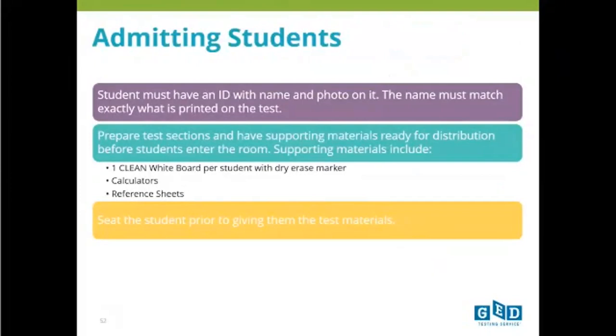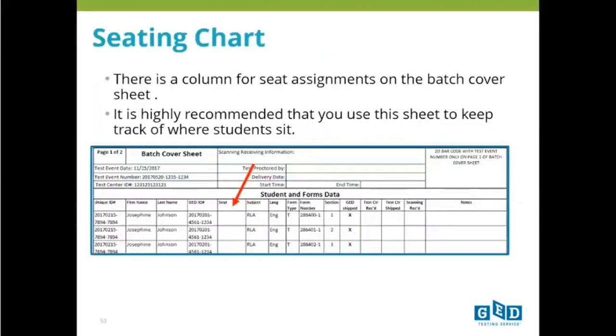Prepare test sections and have supporting materials ready for distribution before students enter the room. Supporting materials include 1 clean whiteboard per student with dry erase marker, a calculator, and reference sheets. Seat the student prior to giving them the test materials. There is a column for seat assignments on the badge cover sheet. It is highly recommended that you use this sheet to keep track of where each student sits.